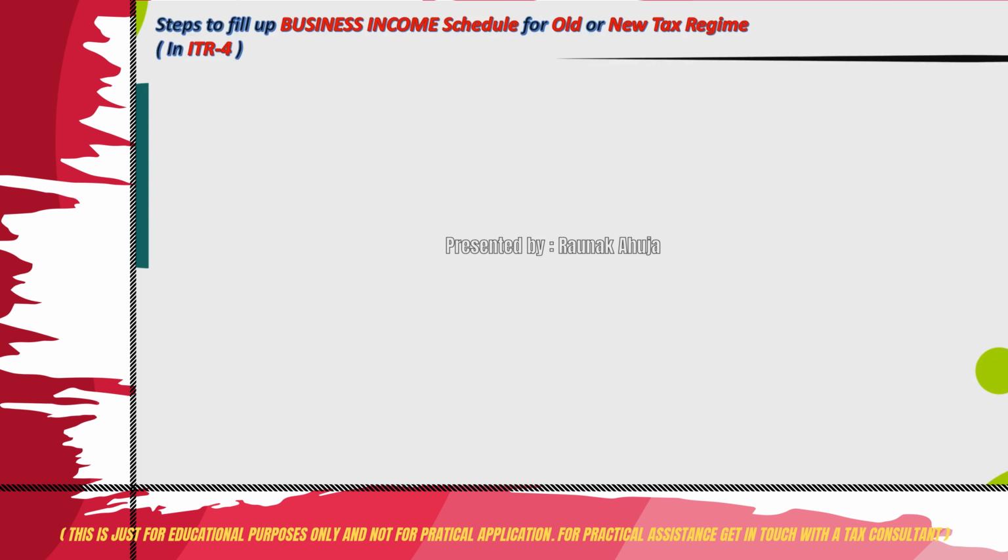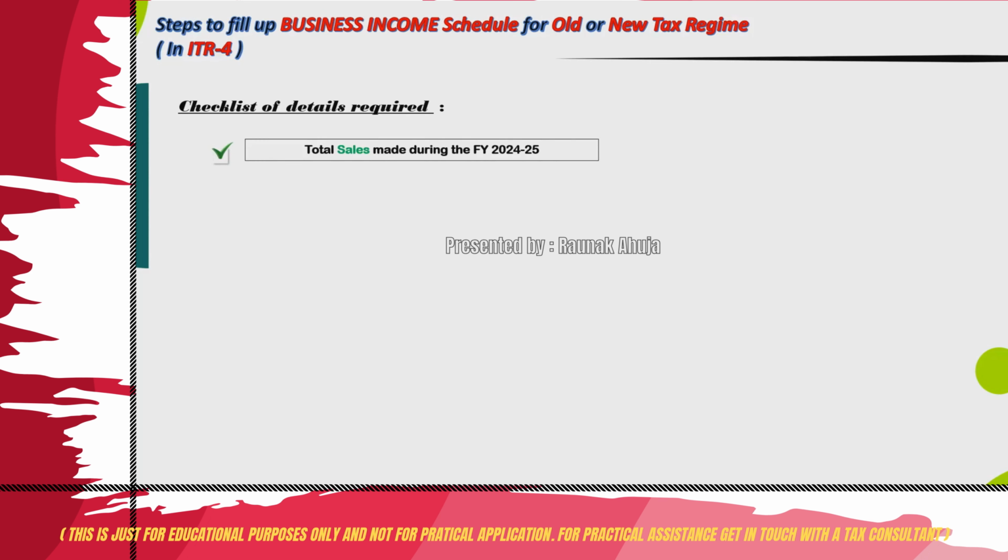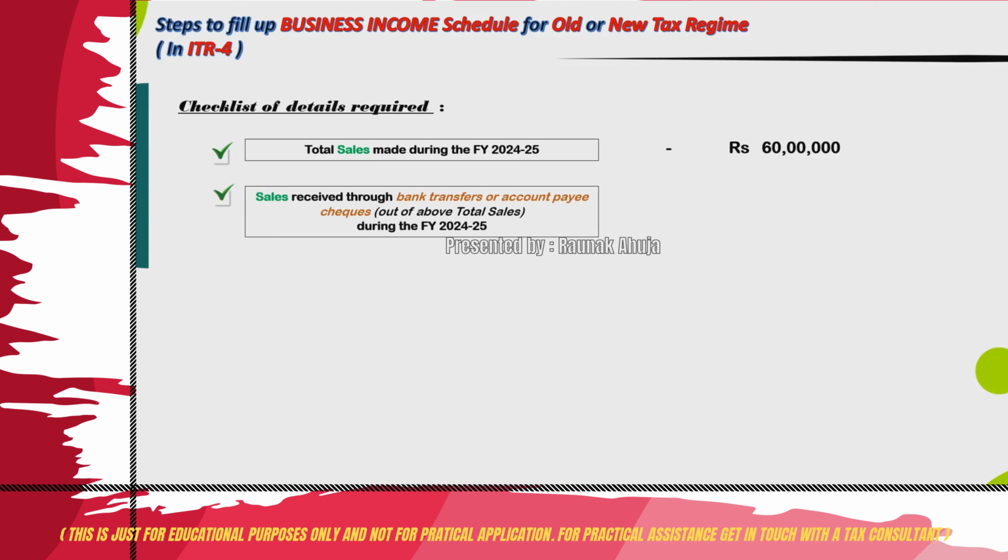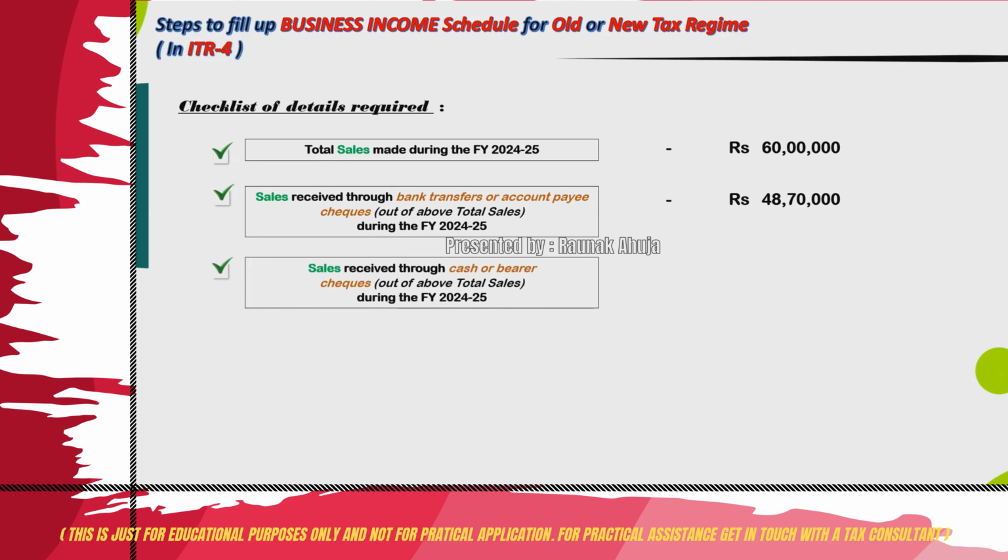So let's see the checklist of the details that we would need for filling up the business income in ITR-4, that is the Presumptive Taxation Scheme. The first thing we need is the total sales that was made during the financial year 2024-25, which was 60 lakhs. Sales received through bank transfers or account payee cheques out of the above total sales is rupees 48,70,000. Sales received through cash or bearer cheques out of the above 60 lakhs is 11,30,000.